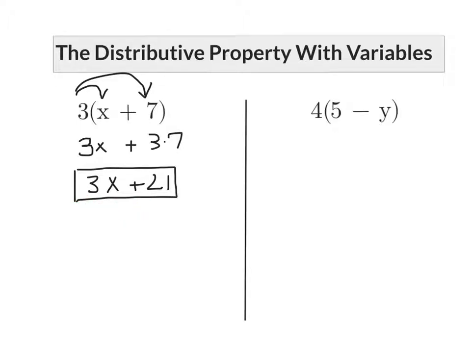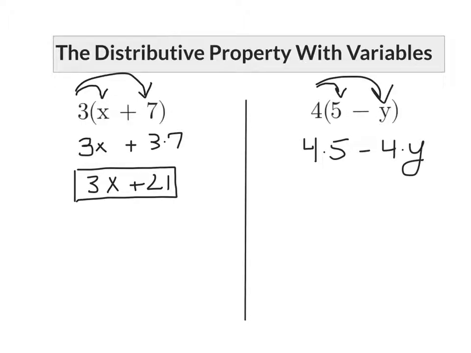My simplified expression is 3x plus 21, and I cannot add 3x and 21 together because they are not like terms. In the next example, I'm going to distribute the 4 outside parentheses to the 5 and the y inside parentheses. So 4 is going to be distributed to 5, and 4 will be distributed to y. And my expression is 4 times 5 minus 4 times y.